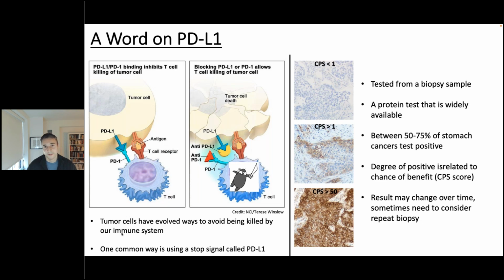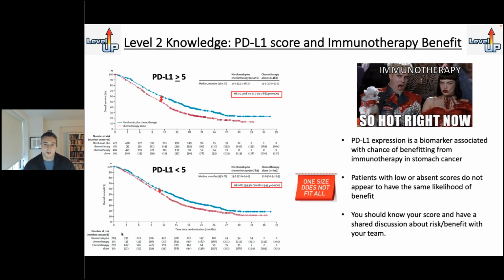And so a lot of stomach cancer patients are positive for PD-L1, but the degree of positive, the actual score, matters. And this can change over time. Sometimes we need to consider repeat biopsies over time. So just to dig a little bit deeper, immunotherapy is really hot right now, and this is why some patients should get immunotherapy and other patients arguably should not.